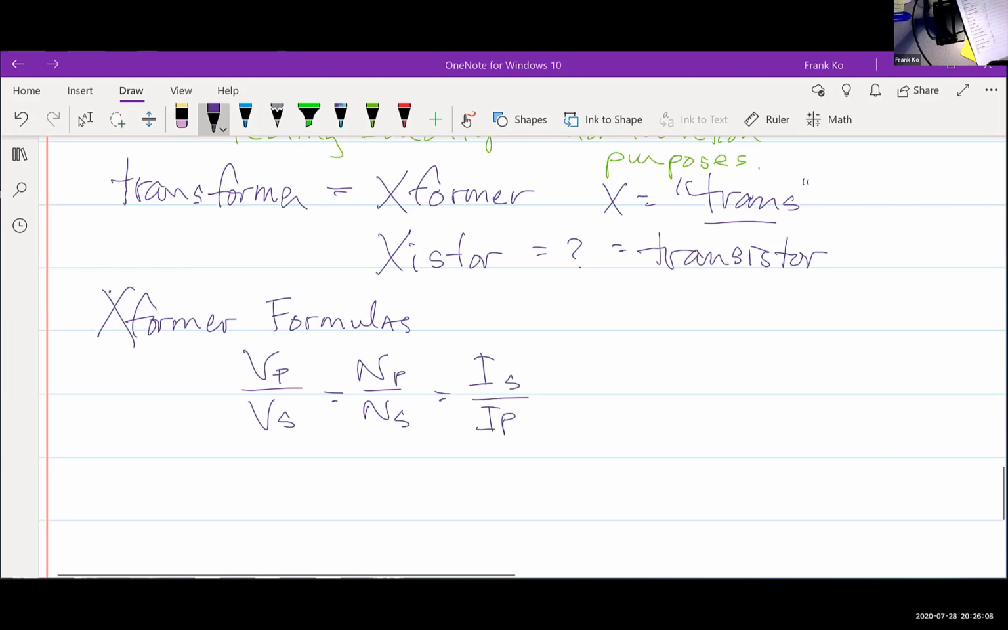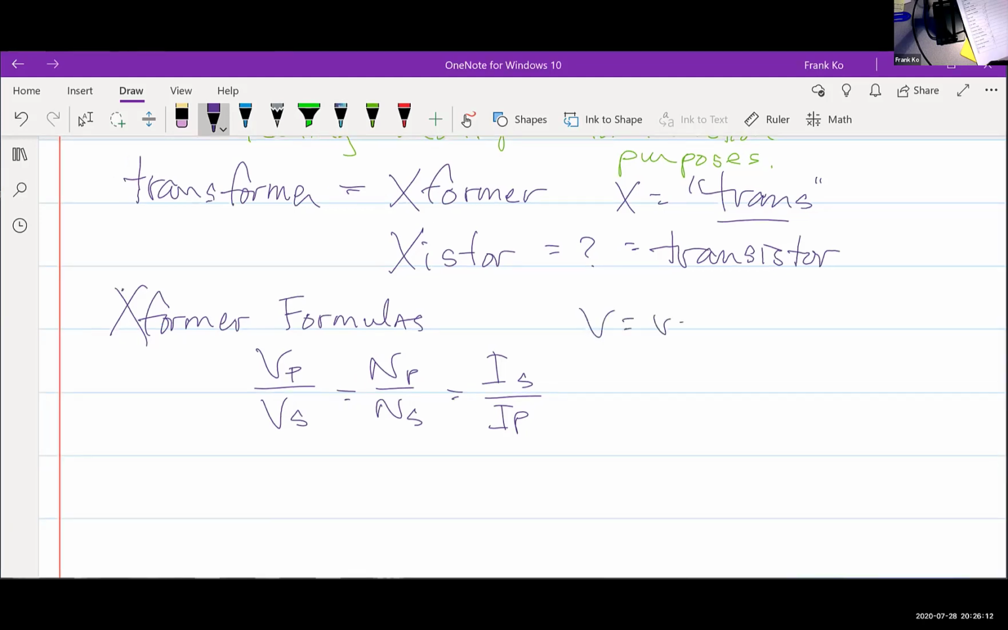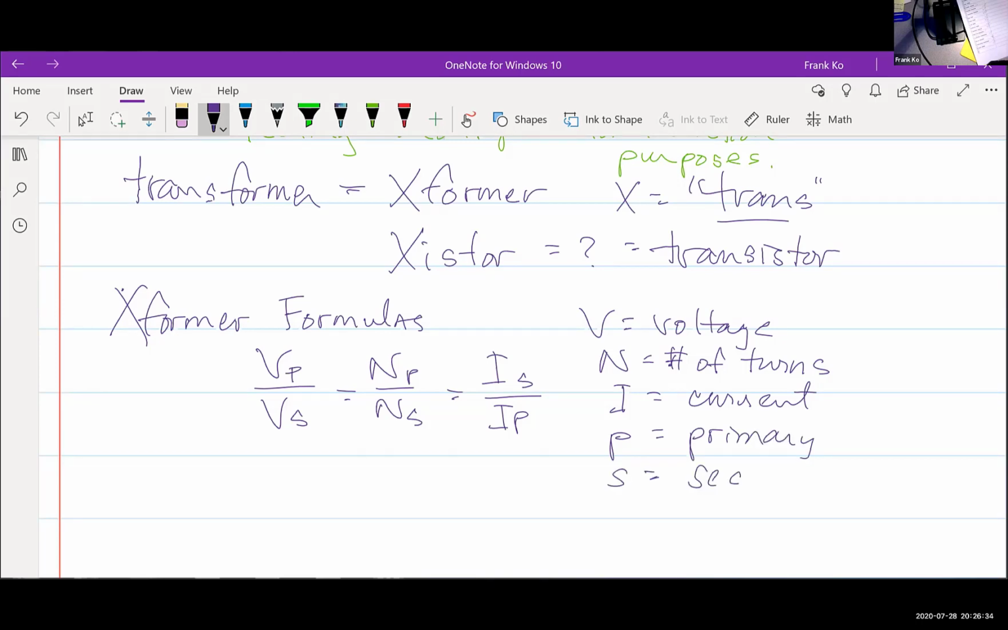So here, V is voltage. N equals my number of turns. I equals current. P equals primary. S equals secondary. So there's your legend deciphering what each of those letters means.